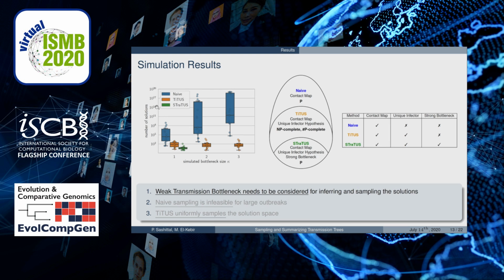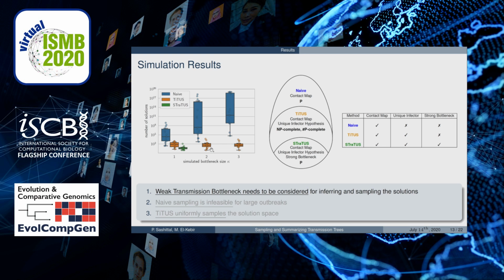I'm showing the size of the solution set for 3 different kinds of problems. So the orange boxes are for our problem, the TiTERS problem, where we have a contact map and we are looking for transmission trees that are spanning trees of the contact map. Now, on top of this, if you add a constraint of strong transmission bottleneck, then you get what Stratus solves for.